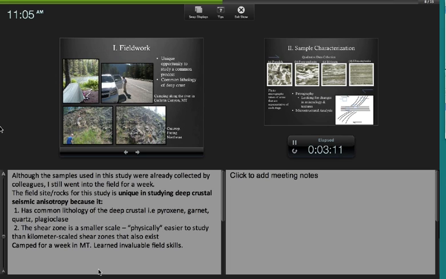So I was fortunate enough to go out into the field for a week in Gallatin Canyon, Montana. But what's really unique about my rocks is the fact that there are these centimeter-scale shear zones and that they have a common lithology of the deep crust. So it's not so much important that they're in Montana, even though Montana is beautiful. It's the fact that you have these really cool features. I looked at my rocks for 2 days, but I was there for a week, and I learned a lot of important field skills because I haven't taken structural geology yet, so that was awesome.